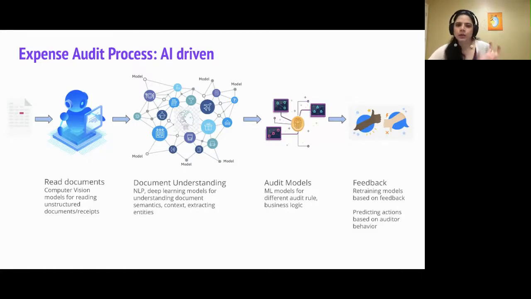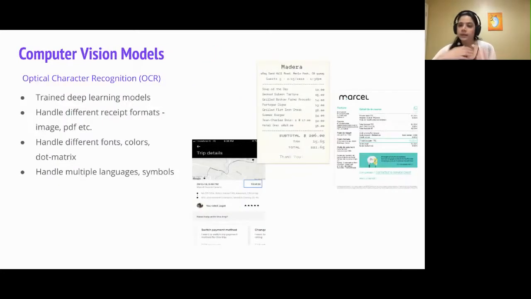So let's take a look at each of these modules and see what challenges there are and how we can mitigate them. As I mentioned, the first step is computer vision models. This is the process of reading the words. This is called the OCR, or optical character recognition, model. The job of this is to extract all the words.